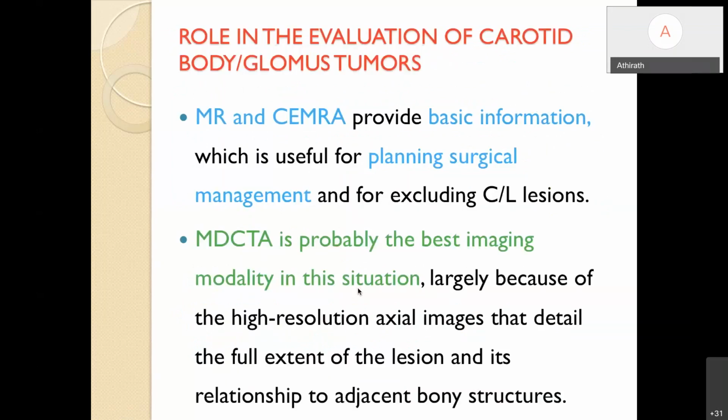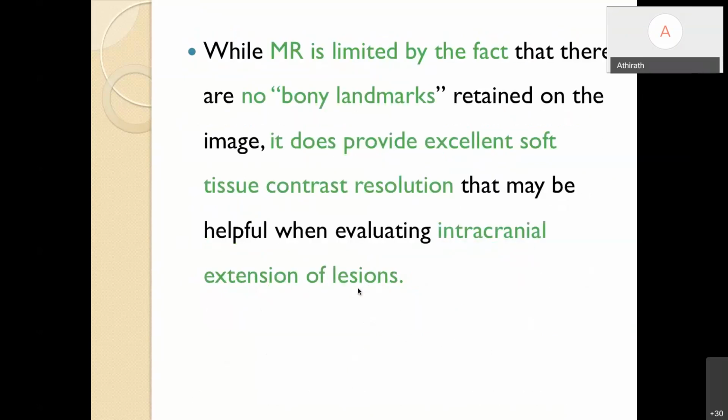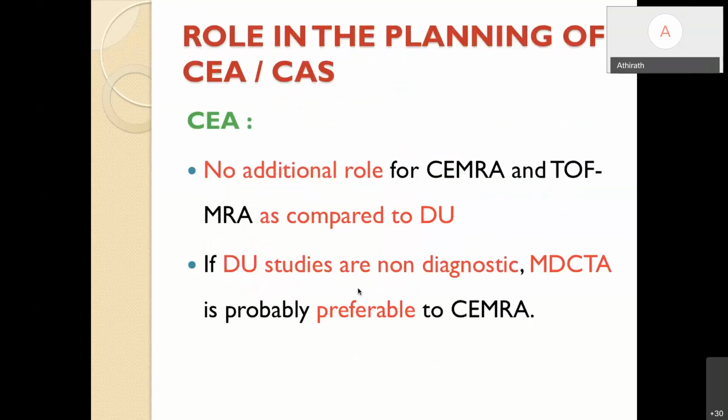In the carotid body tumor, a glomus tumor, MRI provides basic information which is actually useful in planning surgical management. But even in carotid body or glomus tumors, CT is the best imaging modality, purely because it gives the best anatomical imaging with its relationship to adjacent bony structures. But the advantage of MR is that it provides excellent soft tissue contrast resolution when compared to CT. It helps us in knowing whether there is any intracranial extension of the lesion.